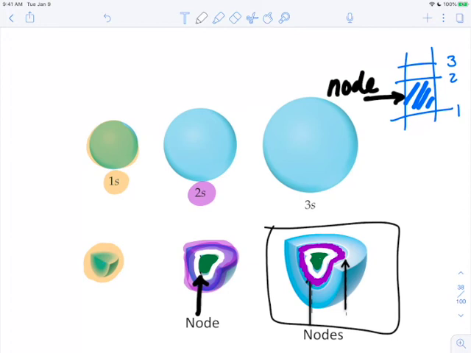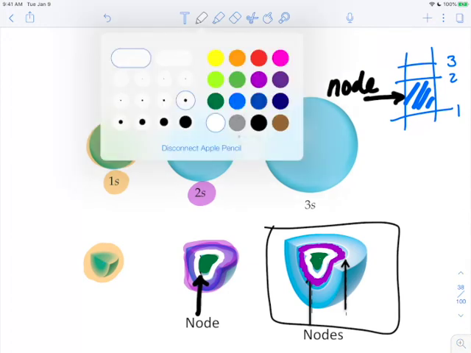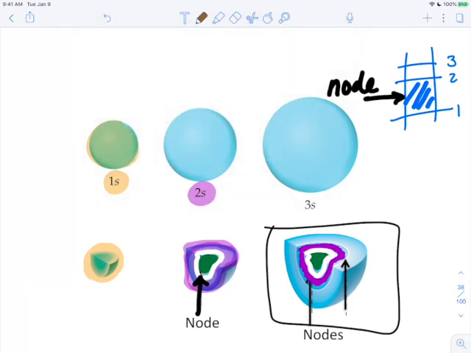All right, now we have our 3s. So if you were a 3s electron, I'll do this in brown, you would get to be out here in the third shell. But again, there's a node between any two orbitals. So here is our node. And the node is the area where electrons cannot hang out, they can only pass through.